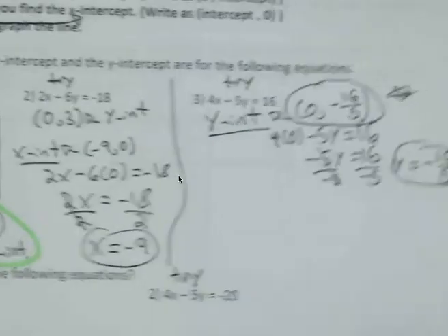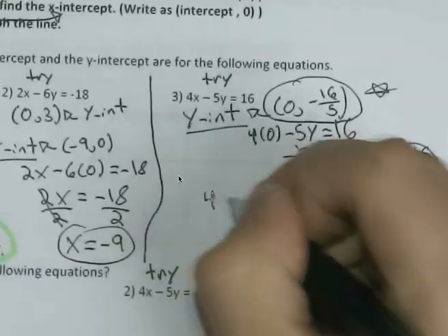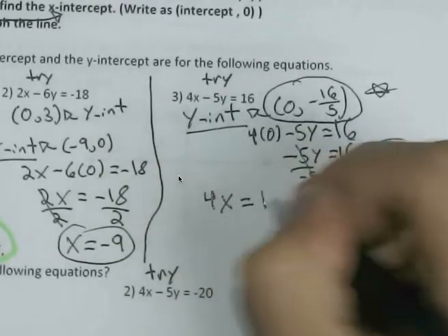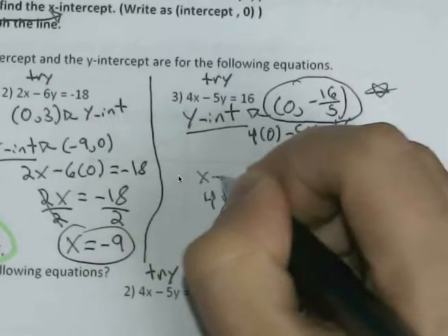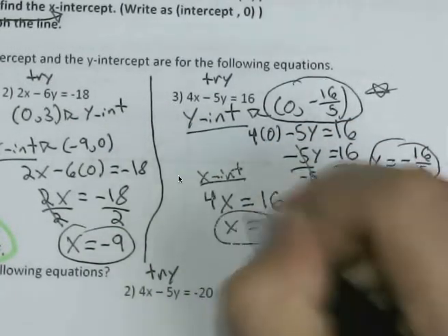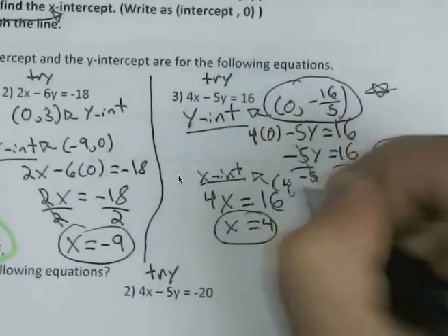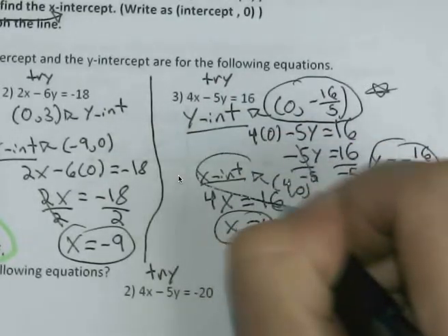There you go. How about that x-intercept? Let's get it. Pretty much all of the arithmetic is going to say 4x equals 16. So x is going to have to be equal to 4. So your x-intercept collectively is going to be (4, 0). And you're done.